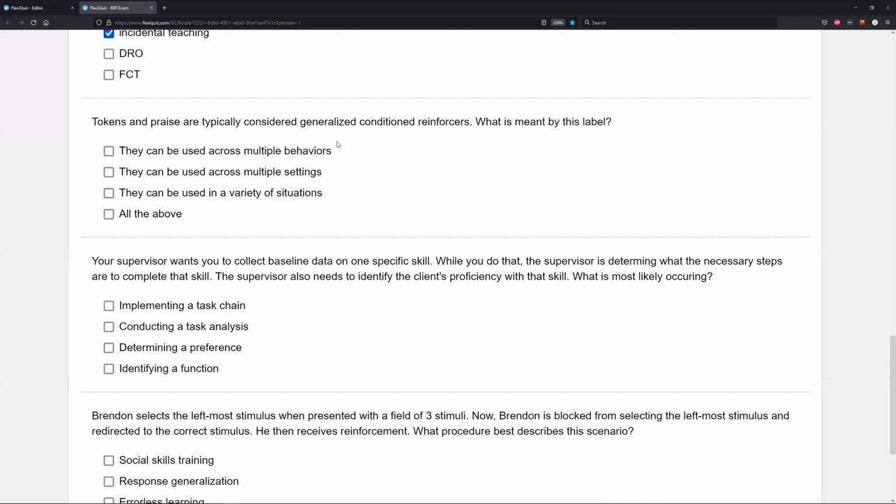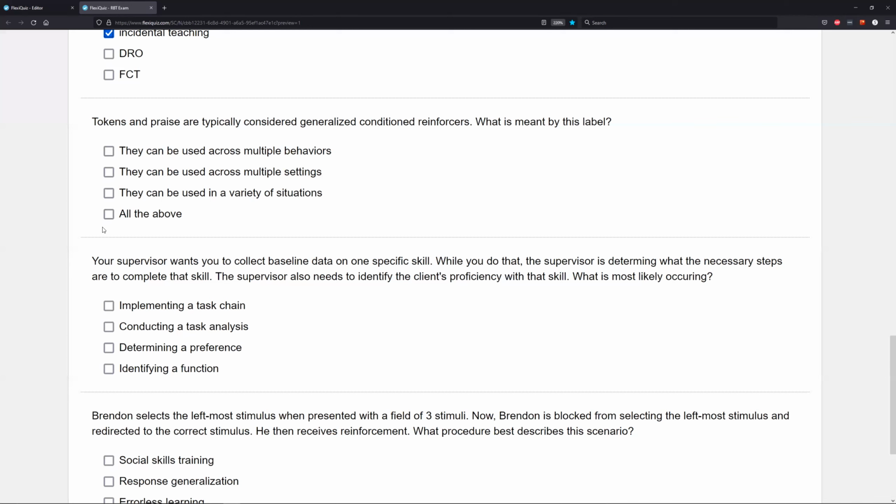I can use praise in the store. I can use praise in school. I can use praise at home. So clearly that is the right answer. So B is good too. So A and B are both pretty good. What about C? They can be used in a variety of situations. Sure, I can use tokens at the table for answering questions correctly. I can use praise when we're out in public and my child is behaving. Okay, so generalized conditioned reinforcers are good for many behaviors. They're good across many settings, and they're good to use in a variety of situations.